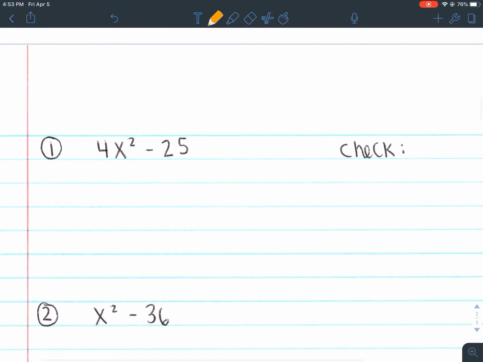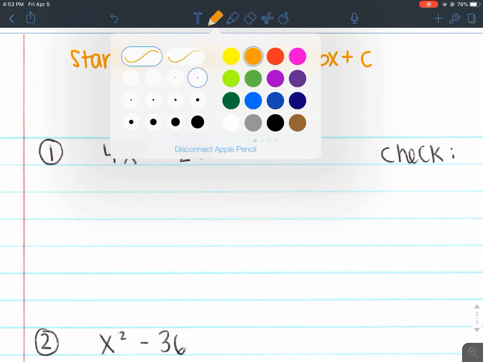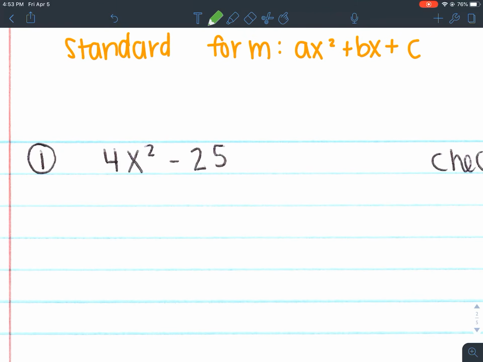Now, let's review the standard form of a quadratic. Standard form. That's ax squared plus bx plus c, right? Okay, so I don't want you to write anything, just kind of watch, okay? So let's identify some things. Again, you don't have to be writing. I'll let you know when you can start writing.